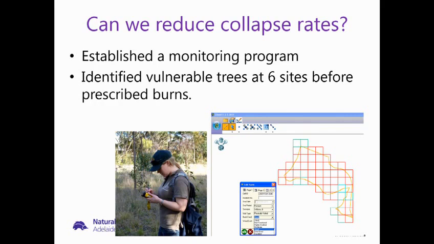This is Vic here mapping those hollow-bearing trees using a grid system, and this is actually a practice that we now do routinely for almost all of our burns in association with our pre-burn weed mapping.